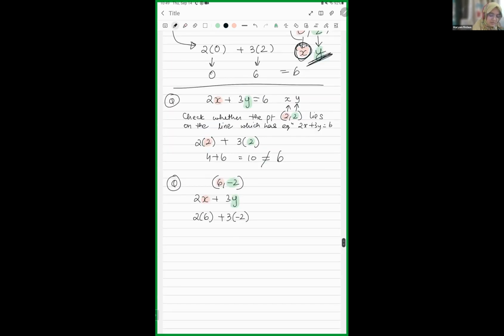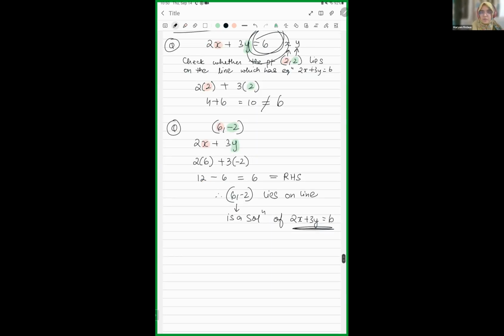12 minus 6, which is 6. This is equal to the RHS, which is over here, it was 6, right? So it is equal to the RHS. Therefore, this point 6 comma minus 2 lies on the line. Or in other words, 6 comma minus 2 is a solution of the line, the equation 2x plus 3y equals 6. Okay. Let's do some very basic questions on this.